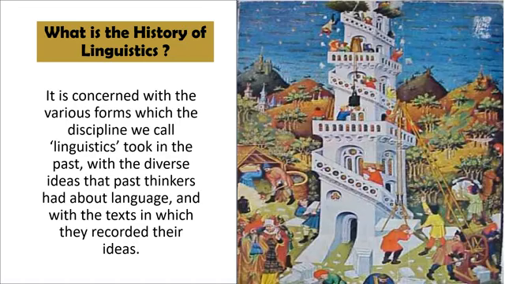The history of linguistics is concerned with the various forms which the discipline we call linguistics took in the past, with the diverse ideas that past thinkers had about language and with the texts in which they recorded their ideas.